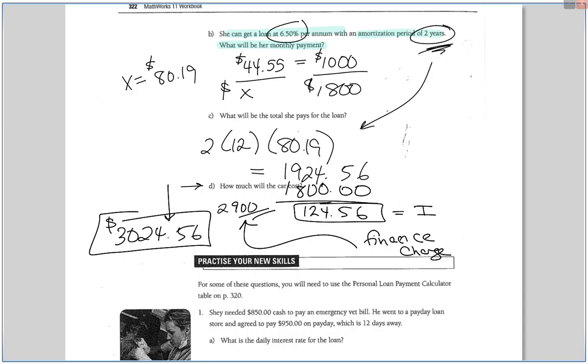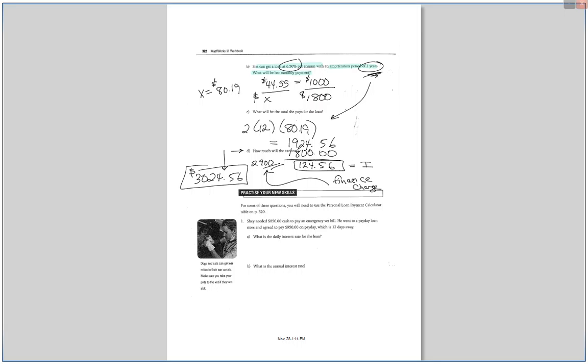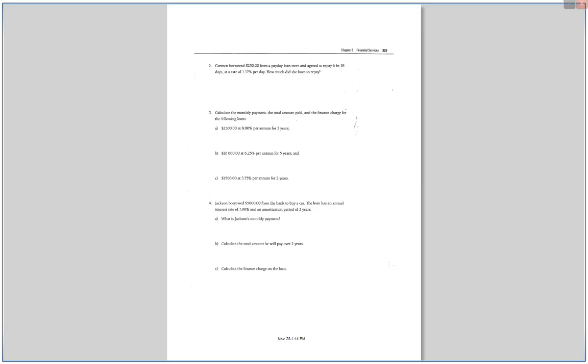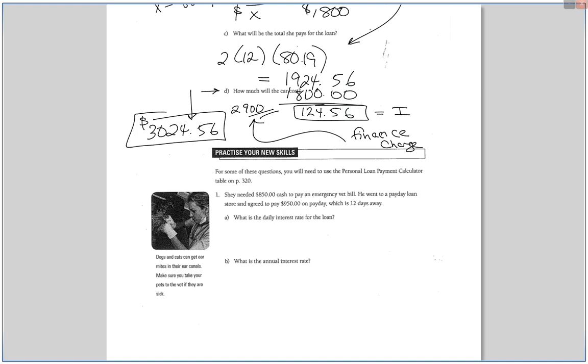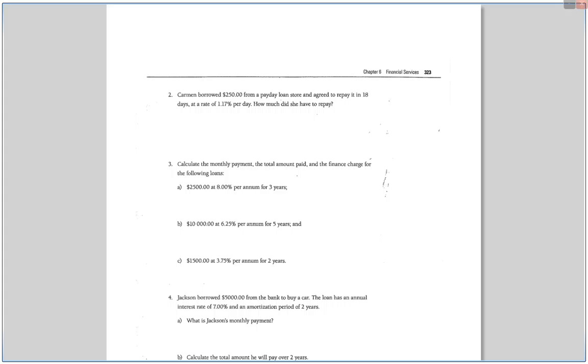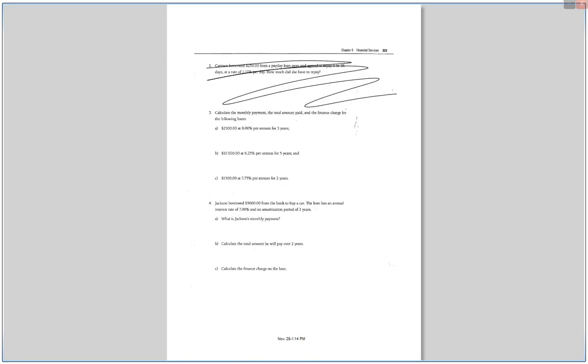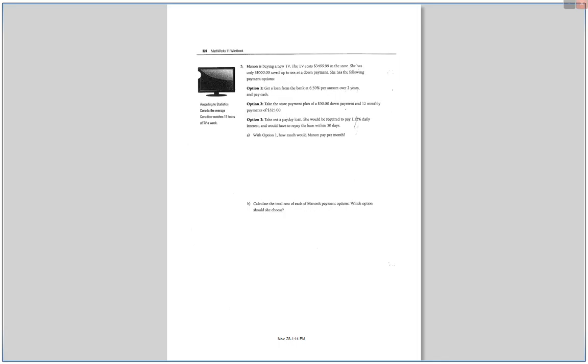So that's it for section 6.4. To finish off your studies, you should do all these homework questions, except for the ones that involve daily interest, so you can cancel 1A. Number 2, 3 is good, 4 is good, and for number 5, just cancel out number 3 and just decide between those two options.